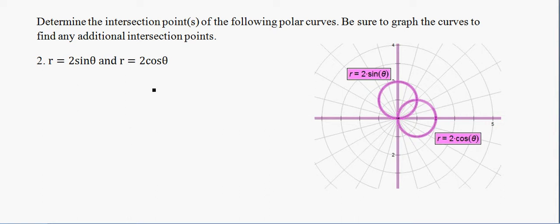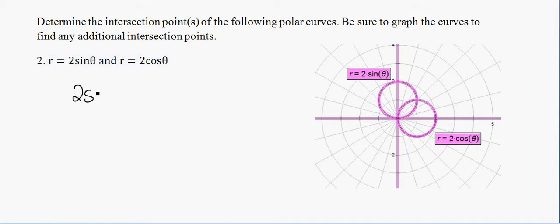Okay, so here's our second intersection of two polar curves, or polar curve system. I have two circles: 2 sine theta, which is a circle facing up along the y-axis, and a second circle facing to the right along the x-axis, 2 cosine theta. So again, just like with any system, you just set them equal to each other if possible and solve.